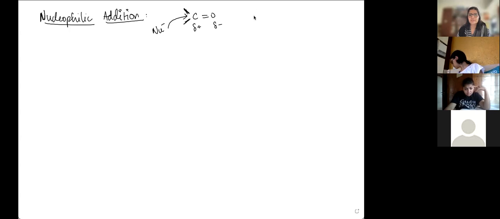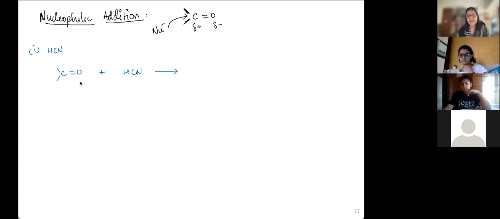Okay, so we were looking at specific cases, right? The first one was addition of HCN. So when you add HCN to aldehydes or ketones, what do you get? You get the cyanohydrin.